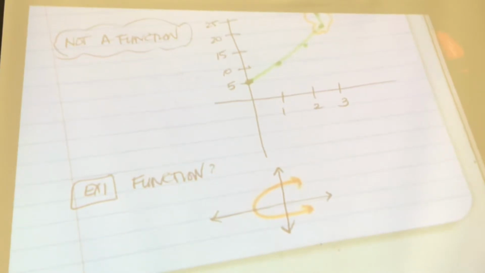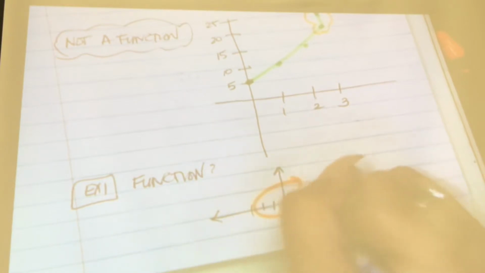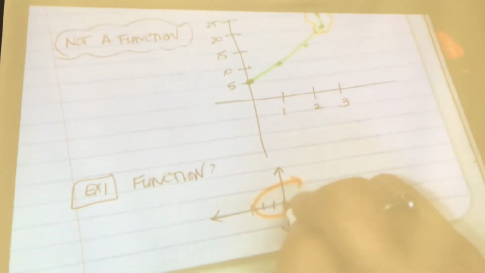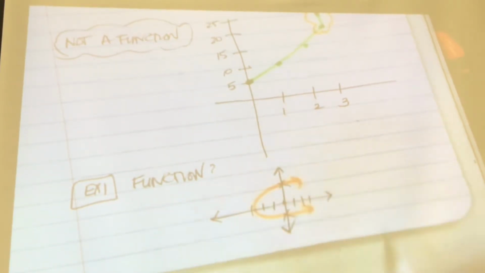There's a couple of ways that I can identify this. If I imagine x values here, do any of my x values have more than one y value? Yeah, how about a lot of them? Like this x value right here at 0, it has 2 answers. Do you see that?